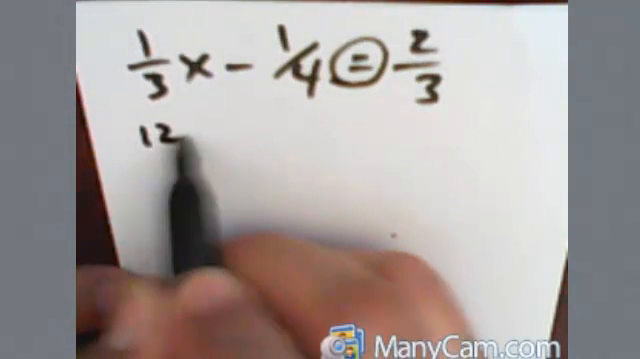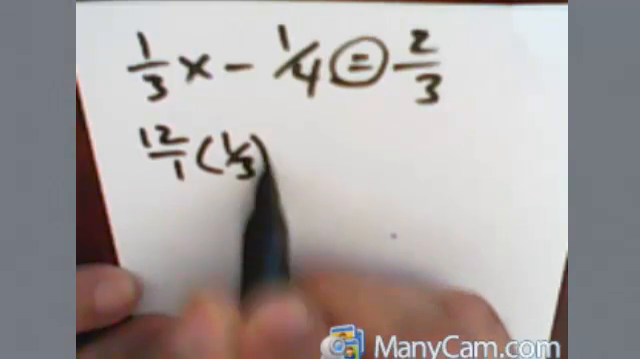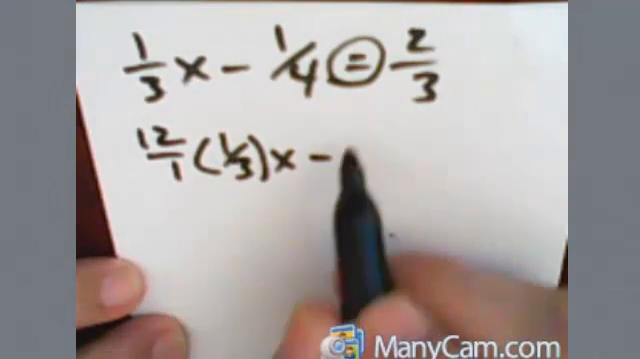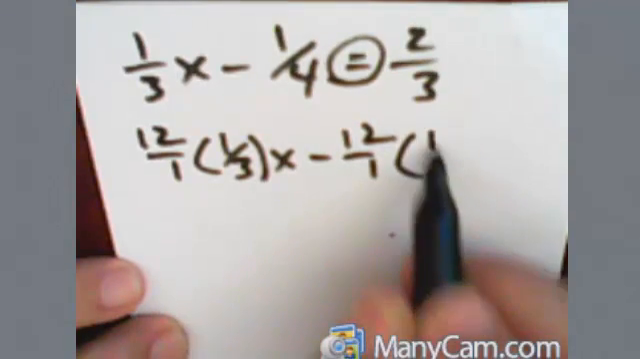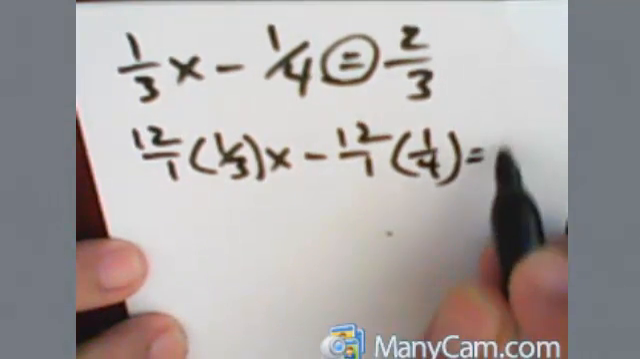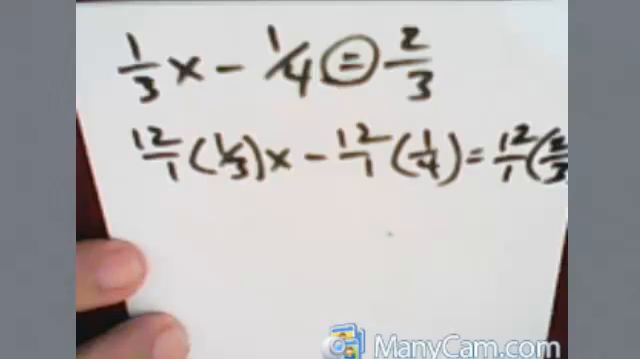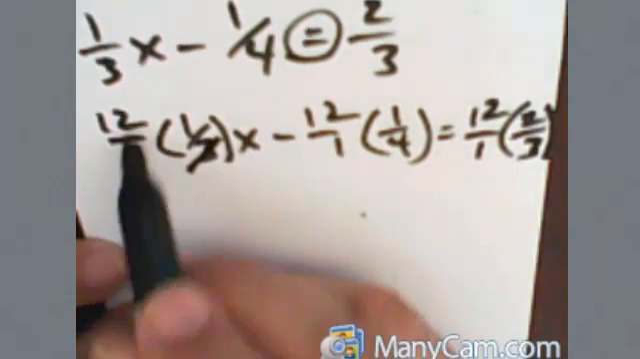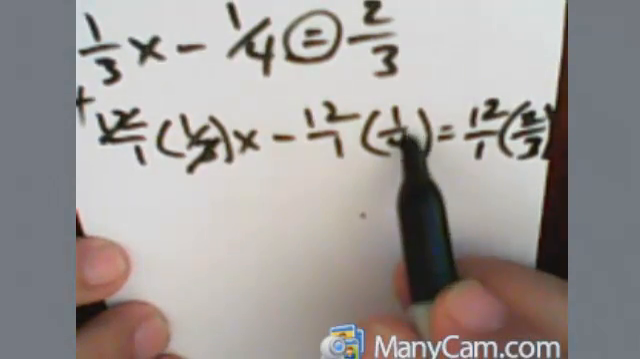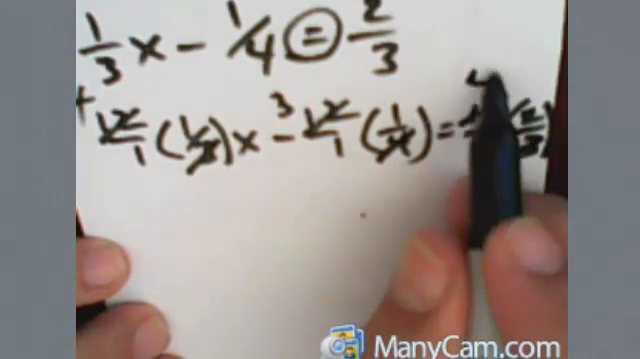So I'm going to do 12 over 1 times 1/3 times x minus 12 over 1 times 1/4 is equal to 12 over 1 times 2 over 3. Every term multiplied by 12. And you should recall from your work with fractions that I can take a bit of a shortcut here and say that 3 into 12 is 4. So the 12 and 3 are gone. You're left with 4. Then 4 into 12 is 3, and 3 into 12 is 4.